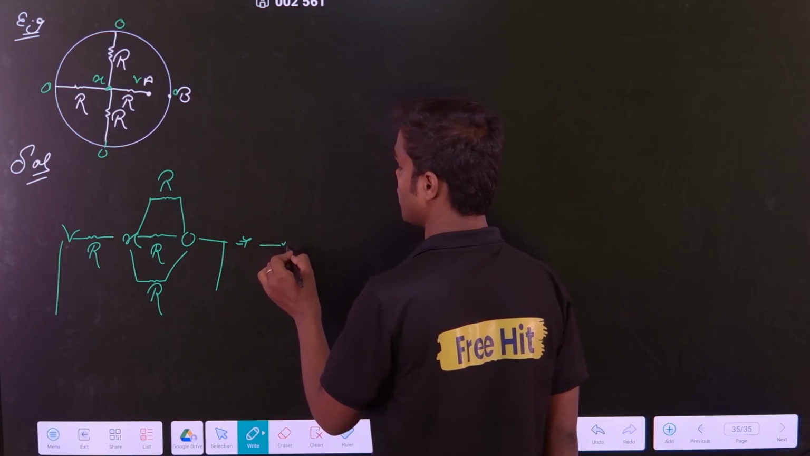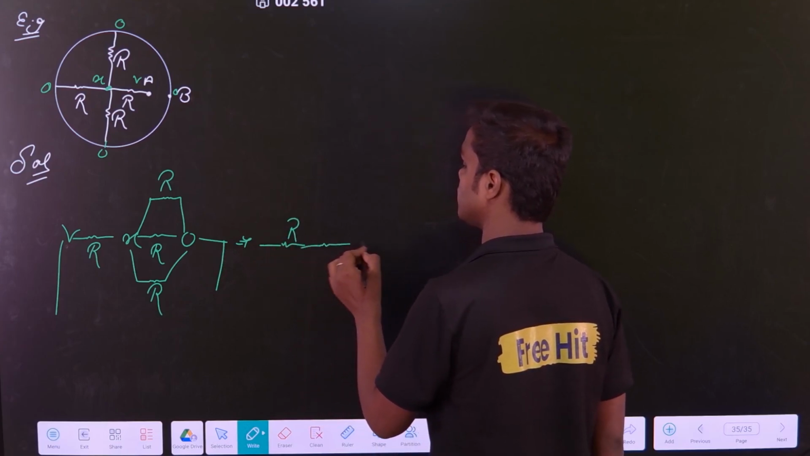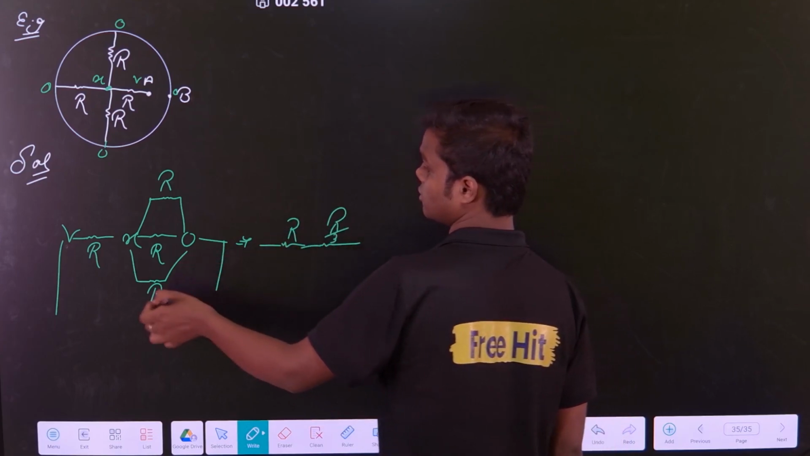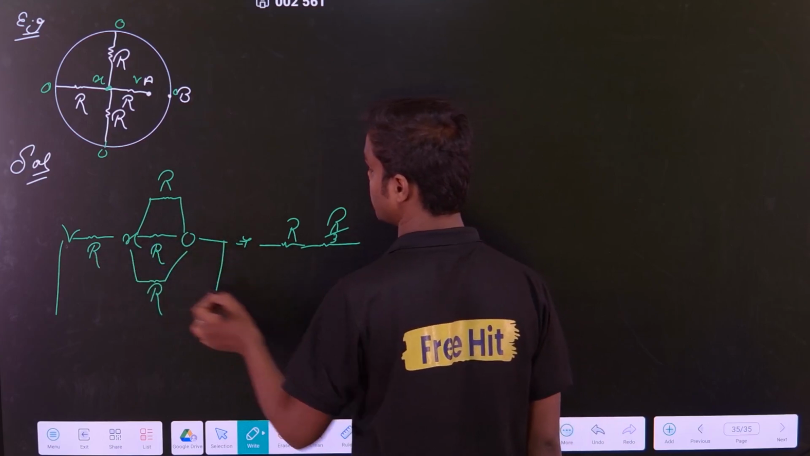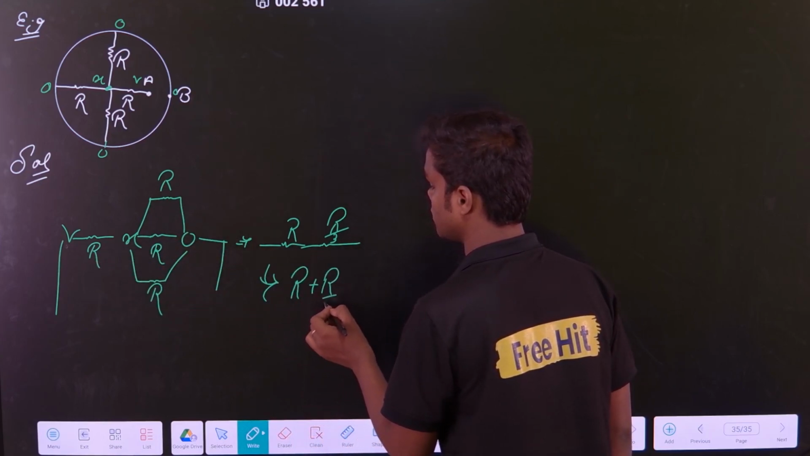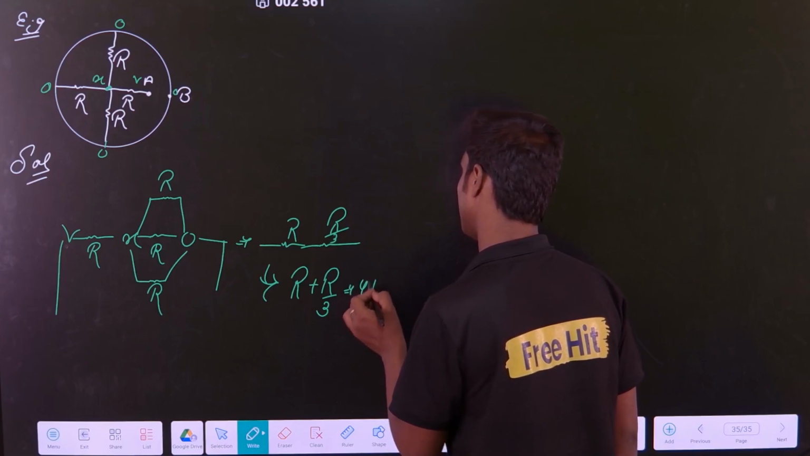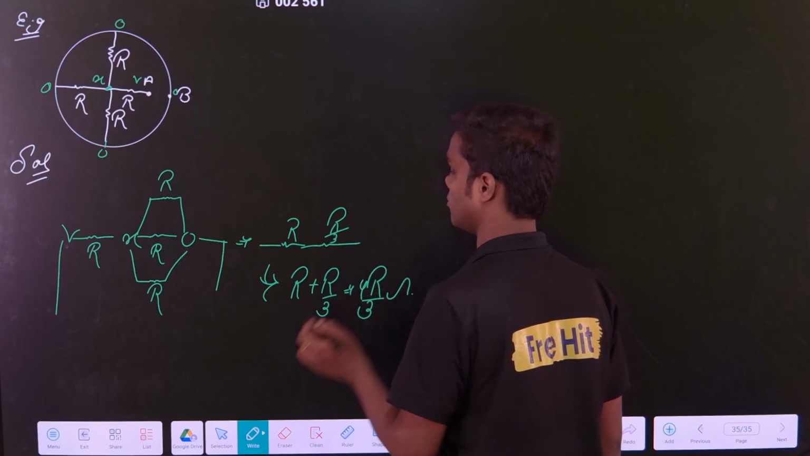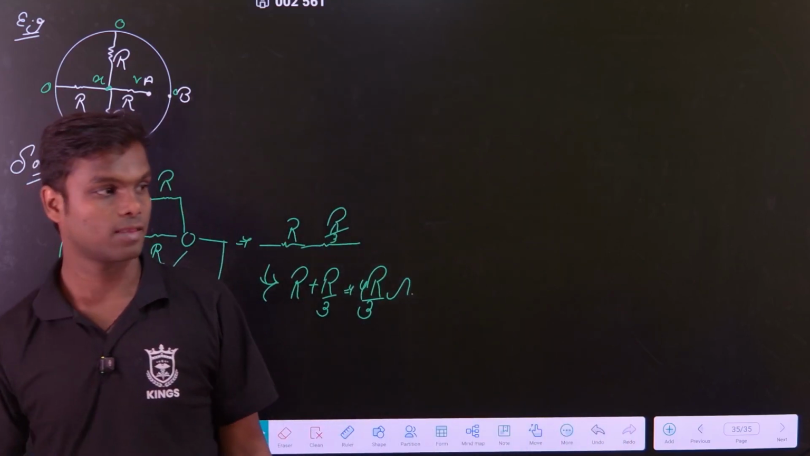So we have 1 R in series with R by 3, because this combination is R by 3, that is in series with R. So what is R net you will get? That is R plus R by 3, which is equal to how much? 4R by 3. Clear? Any doubt is there?